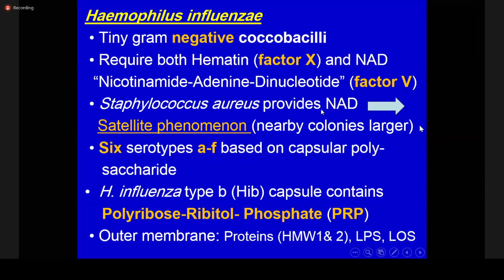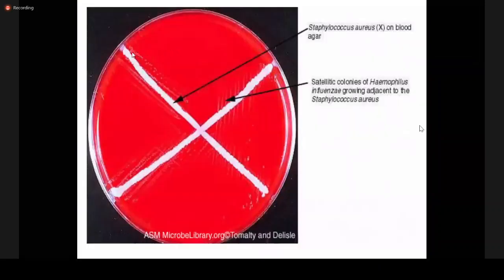Some microorganisms are able to produce factor V, for example, Staphylococcus aureus. So if we do this test, we put Staphylococcus aureus here.